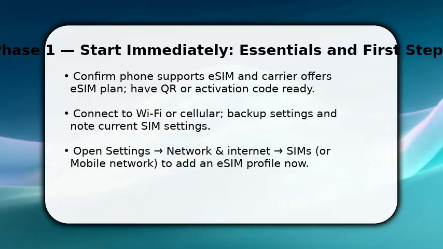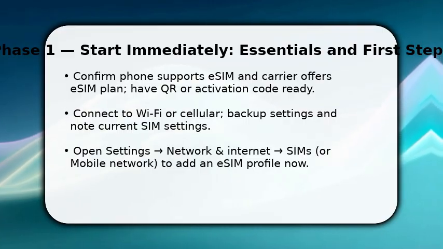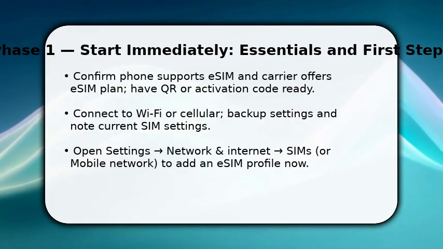You're starting activation now. First, confirm your Android model supports eSIM and that your carrier issued a QR or activation code. Once confirmed, connect to Wi-Fi or stable cellular and backup important settings.